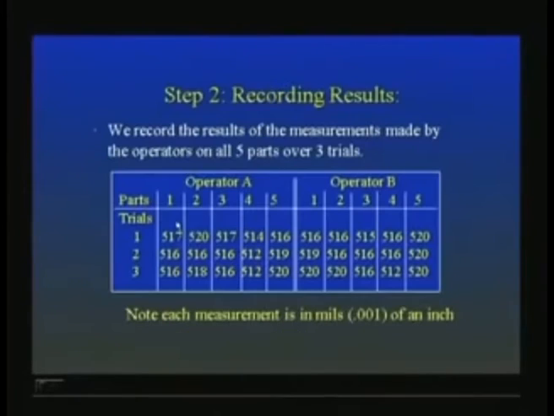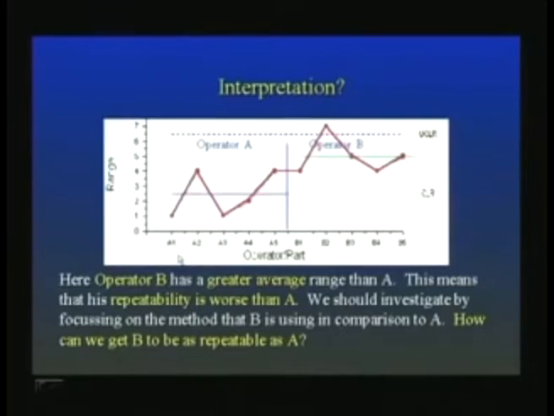Let's go back to the data. I'll look at the data again. The max value of the readings is 517. Min value is 516. The difference of that is 1. And that is exactly what I've got here.